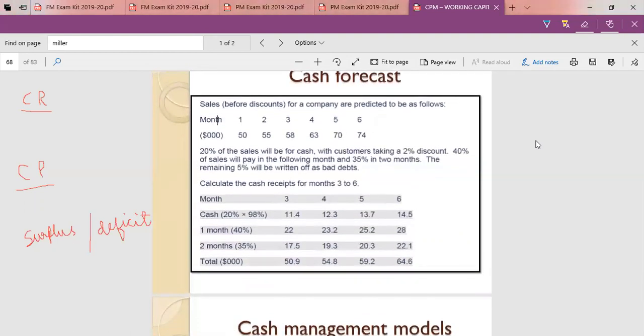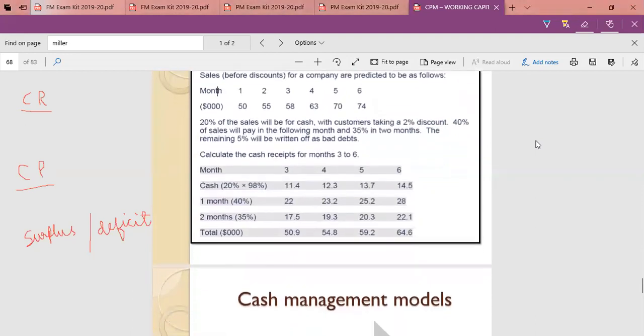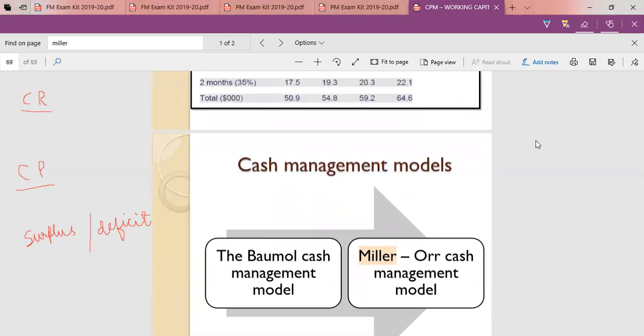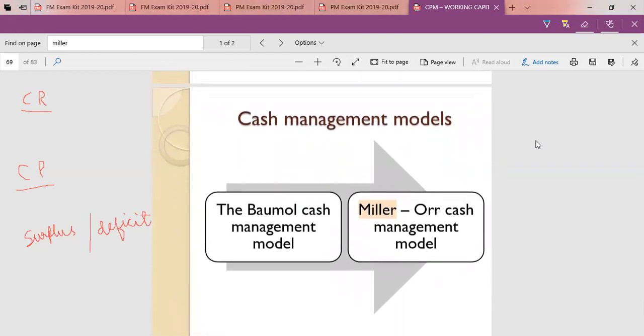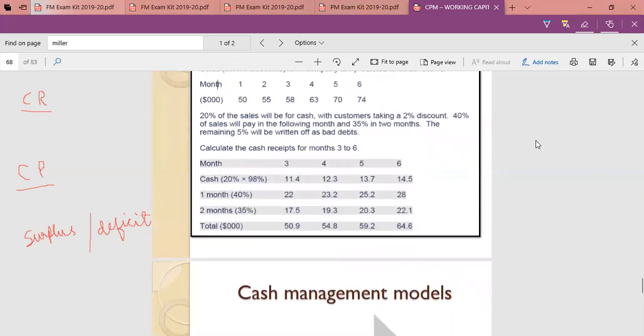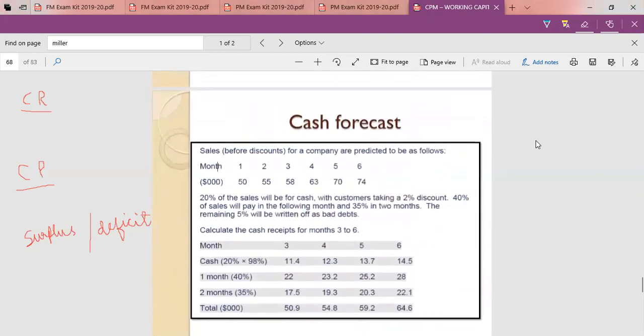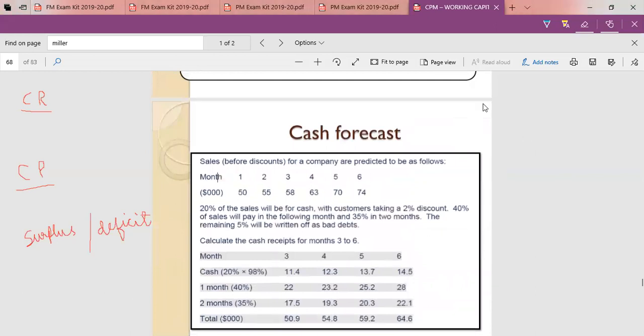After a while, I'll make you work out one or two questions on how cash can be forecasted. So from the examination kit, we'll take up a question about how it is done, because it's already there on the slide. Let's work it out, and then after that, we'll go back to the examination kit.